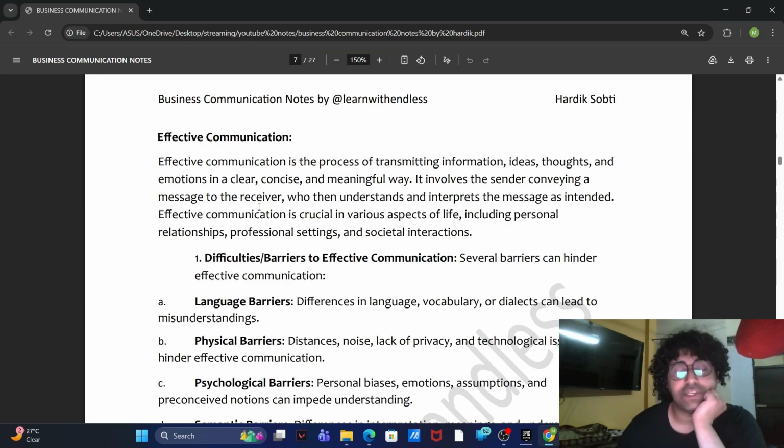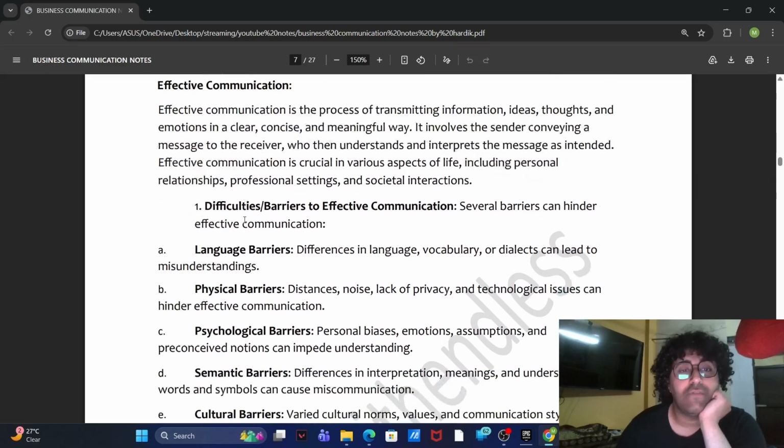Effective communication. Effective communication is the process of transmitting information, ideas, thoughts, and emotions in a clear, concise, and meaningful way. It involves the sender conveying a message to the receiver, who then understands and interprets the message as intended. Effective communication is crucial in various parts of life, including personal relationships, professional settings, and social interactions.